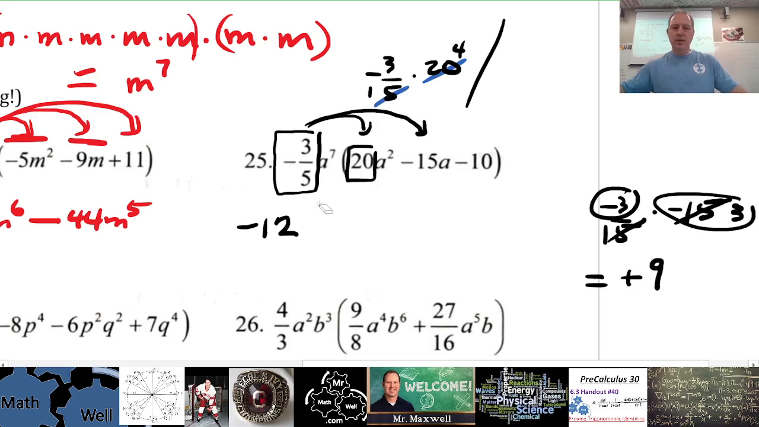I didn't do the a's here. Sorry, on the first one, this is going to be a to the 9. 7 plus 2. So we have plus 9, so plus 9, a to the 7 times a to the 1. So we're going to have 9, a to the 8.